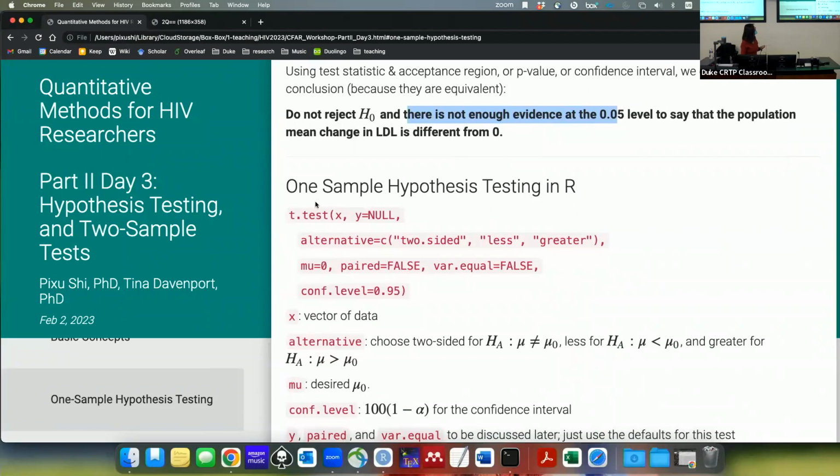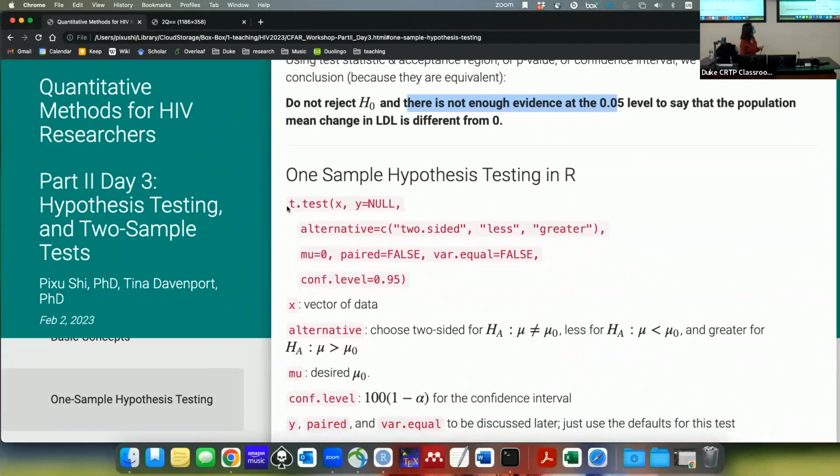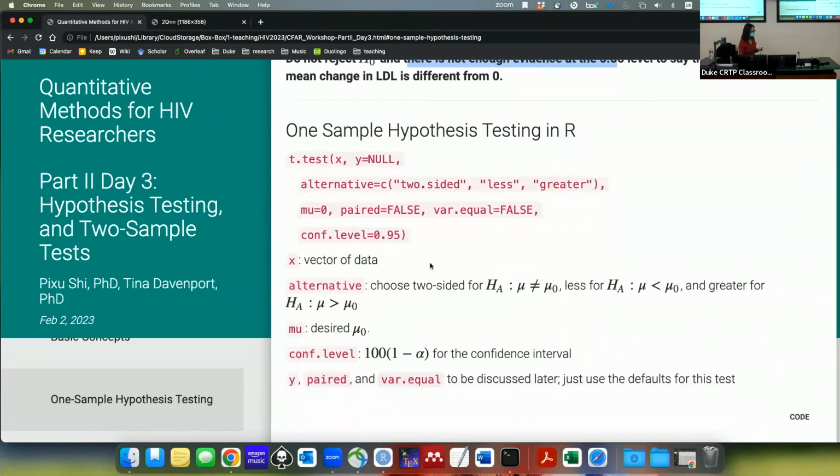I have the most useful tool for you guys, the t-test function here, that you will probably use instead of the formulas above. This test function will be used for both one sample and two sample t-tests. When you have a one sample t-test, you just put your data as the input for x, and y you can leave as null. You can choose whether to do a two-sided test, or your alternative is mu smaller than the null hypothesis mean, or mean greater than the null hypothesis mean. This is the direction of the alternative.